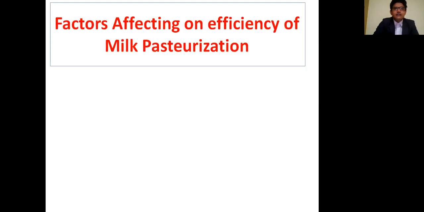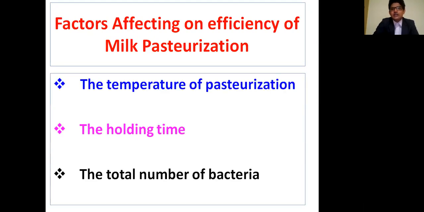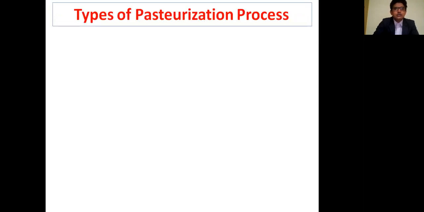Here are the factors affecting the efficiency of milk pasteurization. So the factors are the temperature of pasteurization, the holding time and the total number of bacteria. These three factors are important in the efficiency of the milk pasteurization process. So here are the types of pasteurization process.